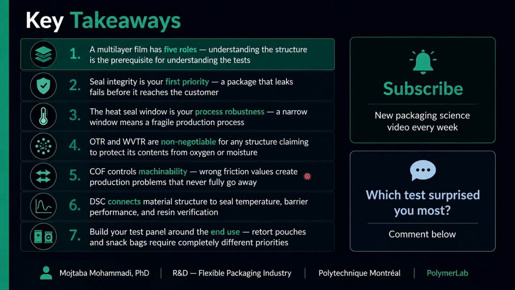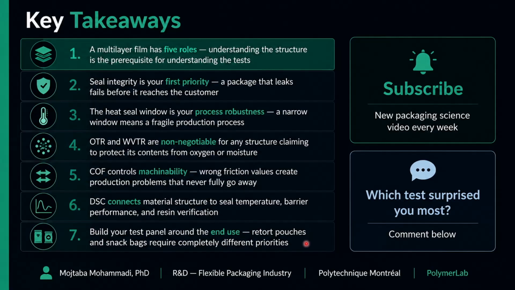Five: COF is not glamorous, but it is critical. The wrong friction value creates production problems that follow a structure for its entire commercial life. Six: DSC connects material chemistry to processing behavior. The melting temperature of your sealant tells you your sealing window. Crystallinity tells you your barrier. And lot-to-lot DSC comparison tells you if someone sent you the wrong resin.